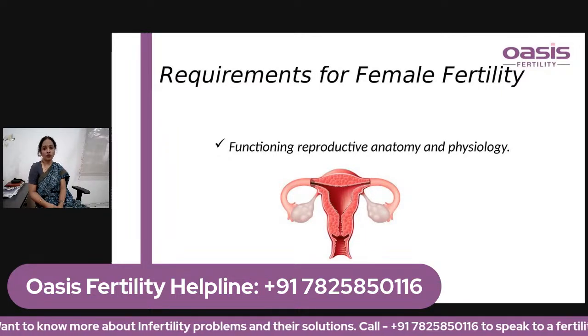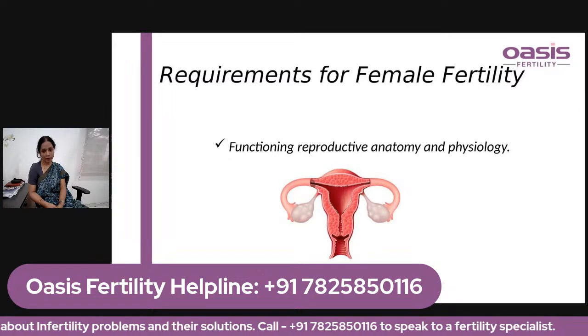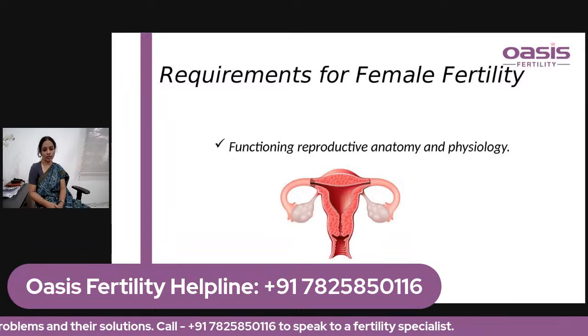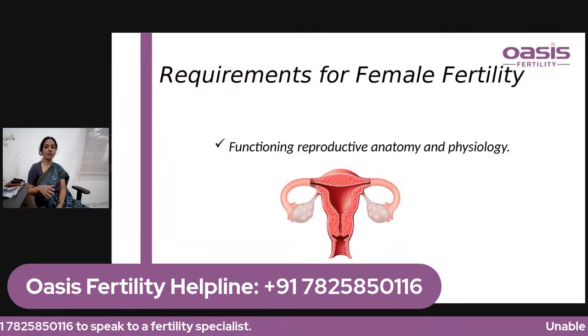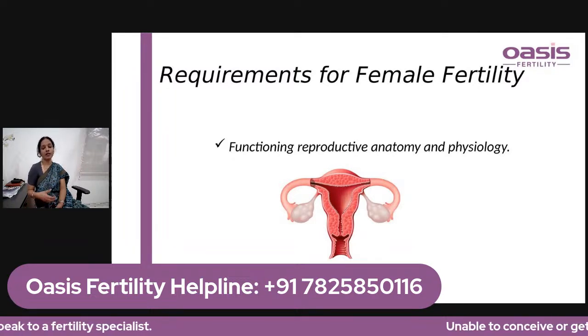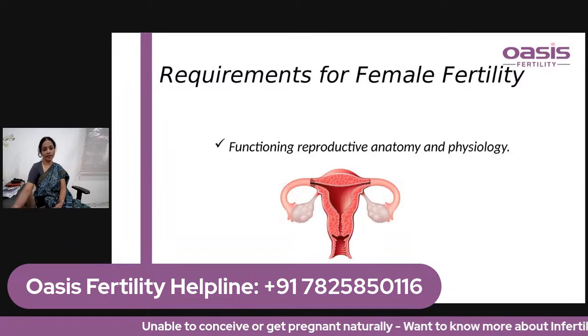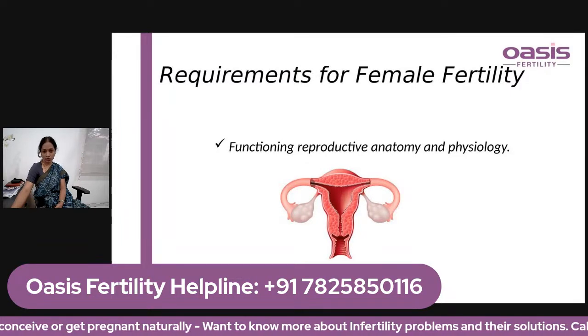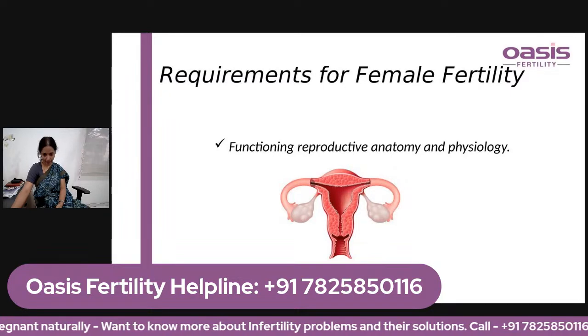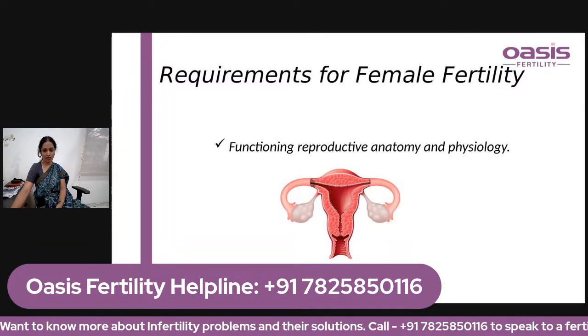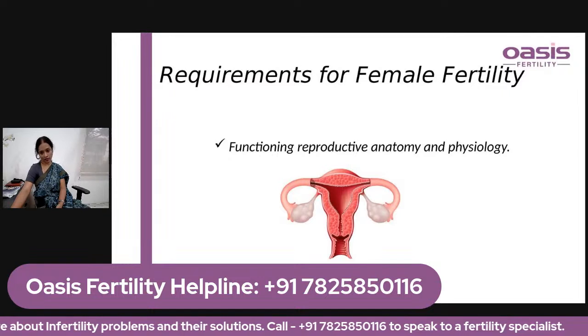So, the requirements for female fertility. We need a functioning reproductive anatomy, and not just that anatomy, we want the normal functioning of the organs, which is the normal physiology. For reproductive anatomy, the major reproductive organs in the mother are the vagina, the uterus, the fallopian tubes on both sides of the uterus connecting the uterus to the ovaries, and we have two ovaries. These are the major reproductive organs in a female body.